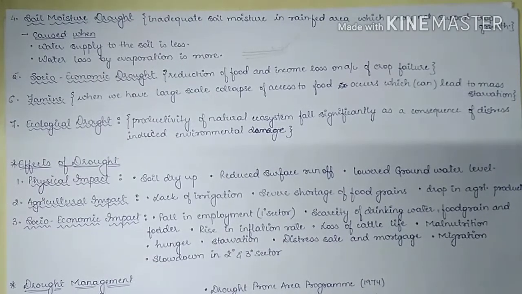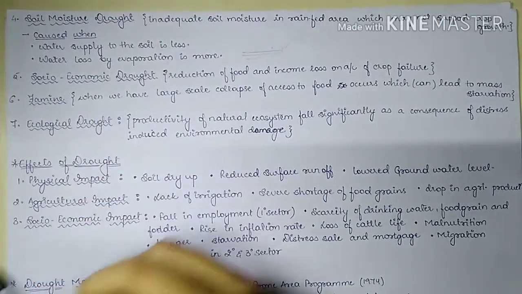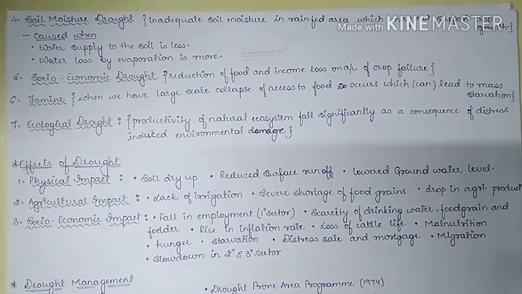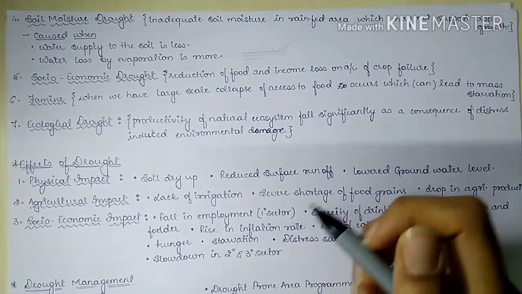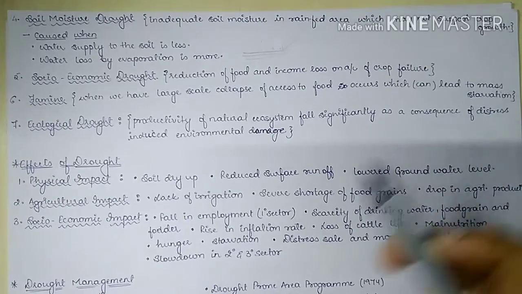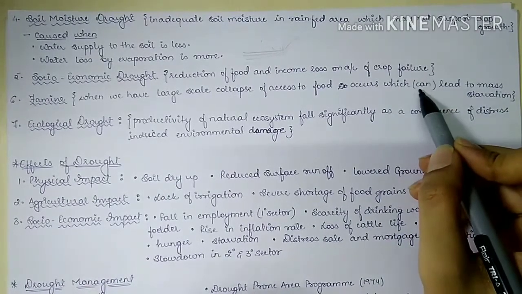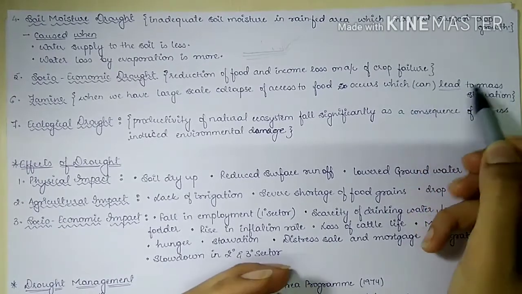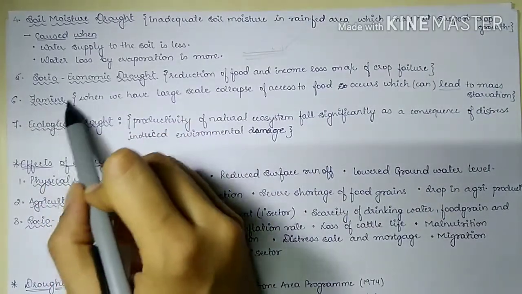Then the sixth one is famine. Famine occurs when a large scale collapse of access to food occurs, which leads to mass starvation. So when we have a large scale collapse in access to food, leading to starvation of many people, this sort of condition is known as famine.